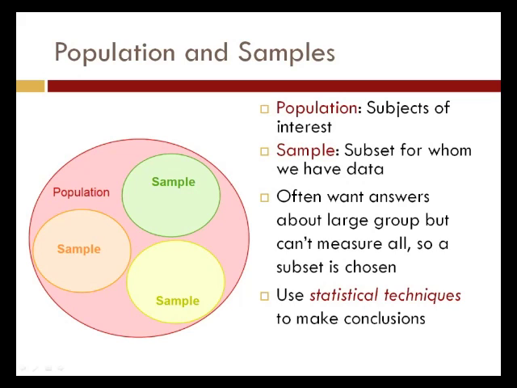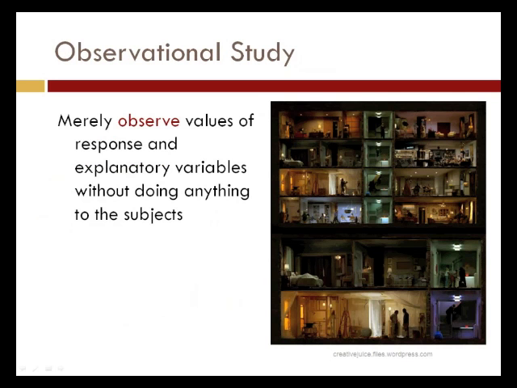Then your sample is going to be a smaller subset, and it's going to hopefully well represent your overall population, because you're going to use the data you collect on the sample to make conclusions about the population. We'll be using statistical techniques in Part 1, but also in Part 2 and Part 3, we'll learn more and more statistical techniques that we can use to take our sample and apply it to the overall population. So an observational study is sort of a hands-off, unobtrusive study.